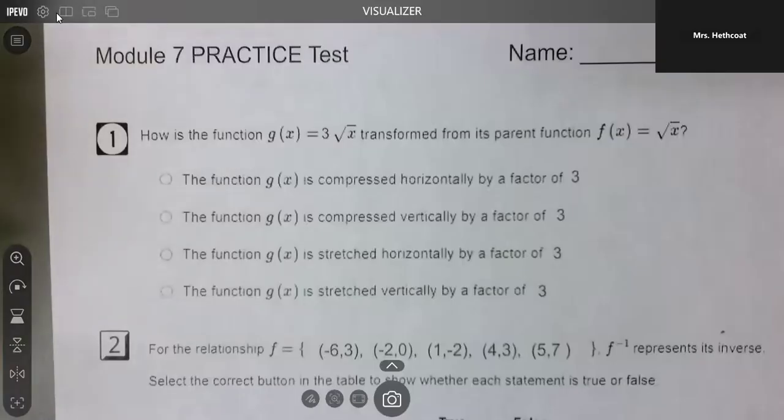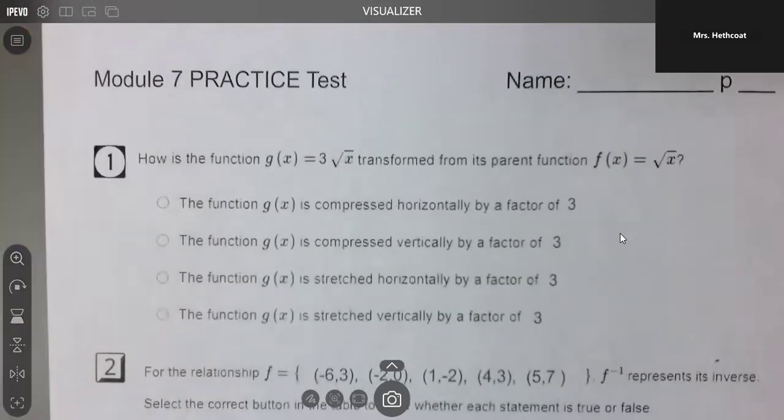If you have it, it is best if you try to do it first without me and then come back to the video to see how you're doing, right? That would give you the best information on if you're ready for our test. This is for Module 7. So here we go. All right.